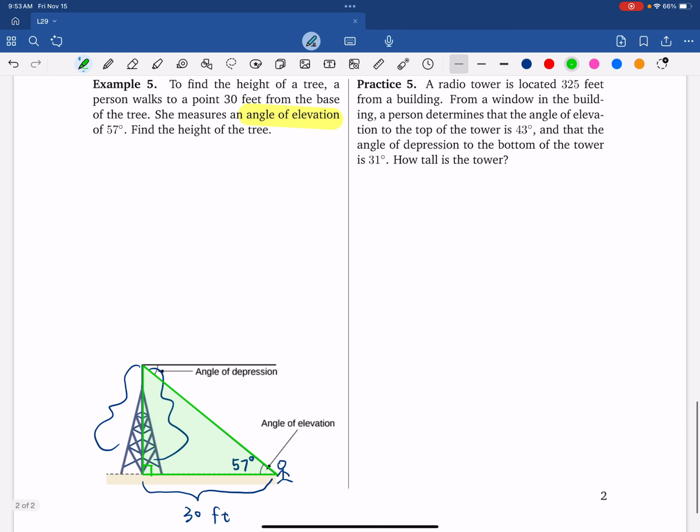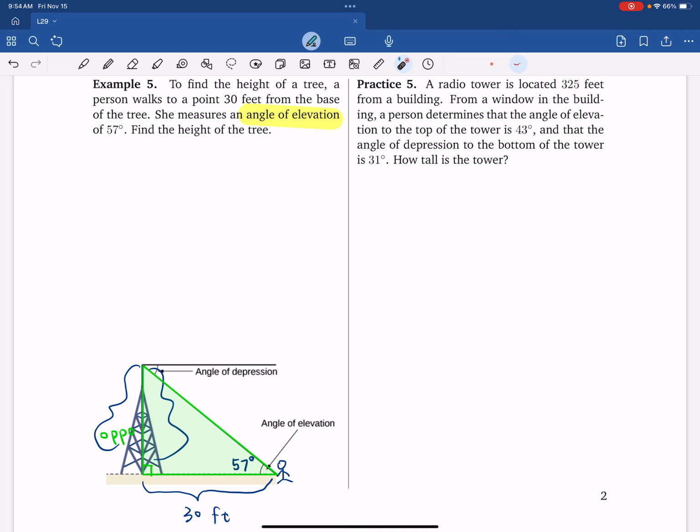So what's the height of the tree? It's this side, right? That's the height of the tree. Actually, let's not use the symbol h, because you might be confused with the hypotenuse. So this side, the height of the tree, is basically the opposite side. I'm going to use opposite. Why do I use opposite? Because I'm looking at 57 degrees, and the opposite side of 57 degrees is this side, which is the height of the tree. So that's why I use OPPO to label the height of the tree.